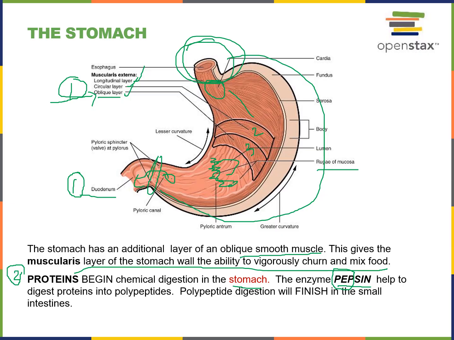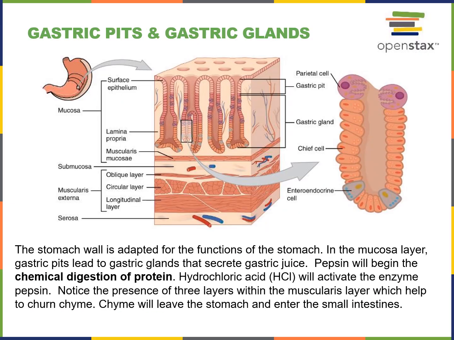So again, proteins cannot be digested to amino acids directly. They have to be broken down into a smaller protein. And a smaller protein, if it's about 50 amino acids, we would call it a polypeptide. So again, the polypeptide has to go to the small intestine in order to complete its digestion. But there's a little bit more to know about the stomach, and that's on this slide.